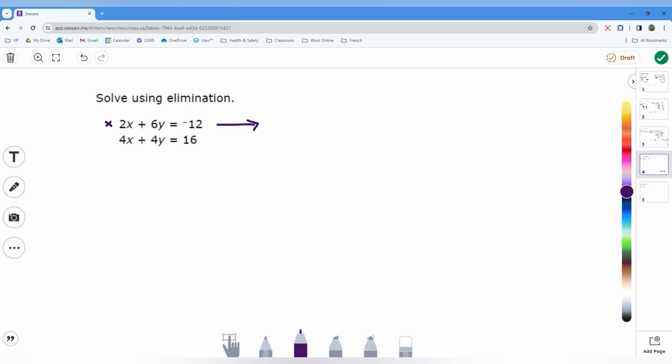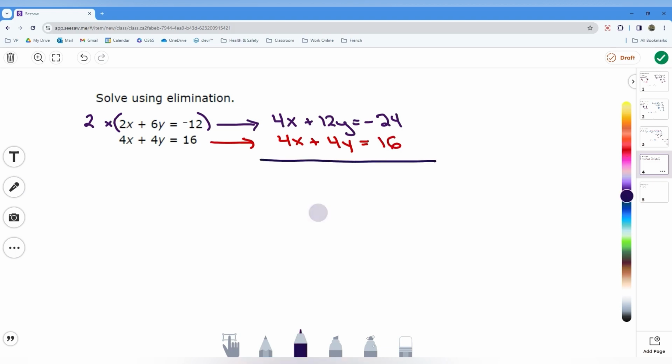If I was to multiply this entire equation by 2, that will become 4x plus 12y equals -24. I don't need to change the second equation because I have a 4x already. And that equals 16. We're ready to line them up. Now, what do you think? Should I add or subtract? What's going to make those 4x's cancel? It should be subtracting, because if I add, I end up with 8x. So let's subtract. 4 minus 4 is 0.